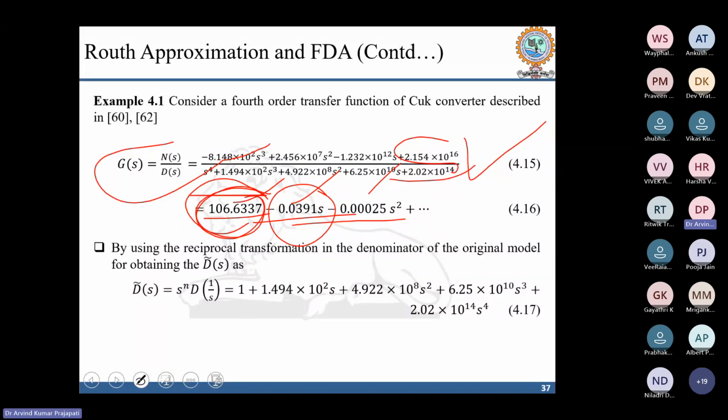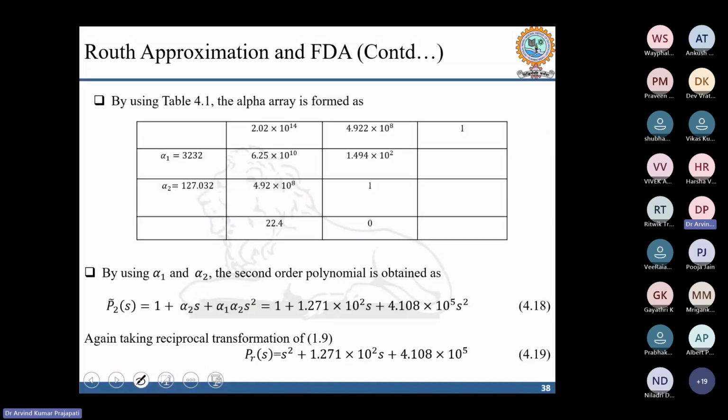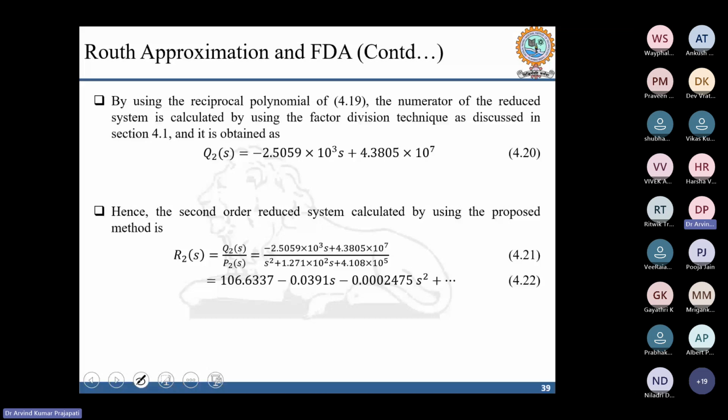So how will we calculate the denominator polynomial? As discussed in the route approximation method, you can first reciprocate the original denominator polynomial and then apply the alpha table. By using the alpha table, you can use these characteristic equations, and you will get the characteristic equation of the reduced model. Then you can use the vector division technique, and you will get the numerator of the reduced order model. This is your final second order reduced model of your Cuk converter. The original Cuk converter is fourth order, and here you are getting a second order Cuk converter.